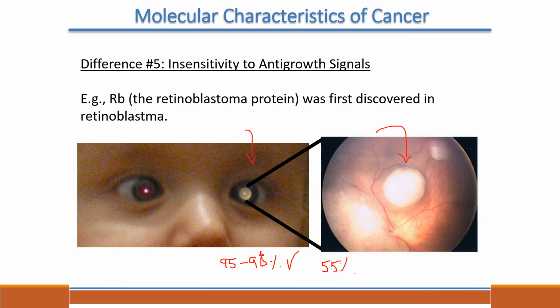Now, in the following slide, I'm going to show you how this RB retinoblastoma protein affects the cell cycle through a video, and that summarizes a lot of the information that I have given you.